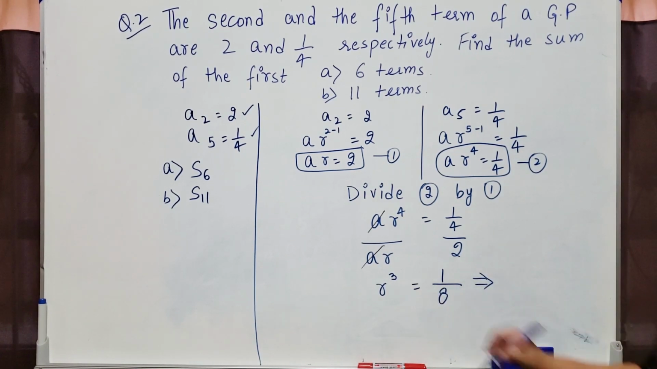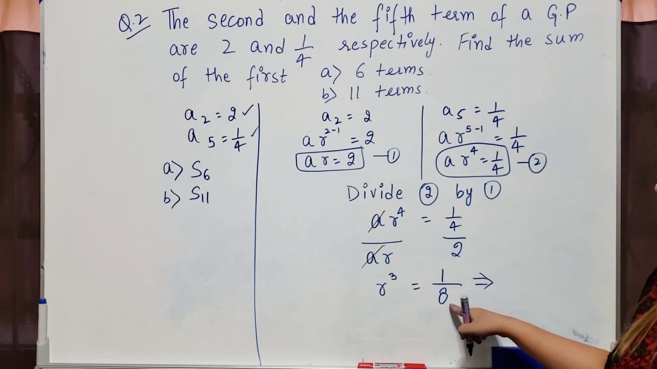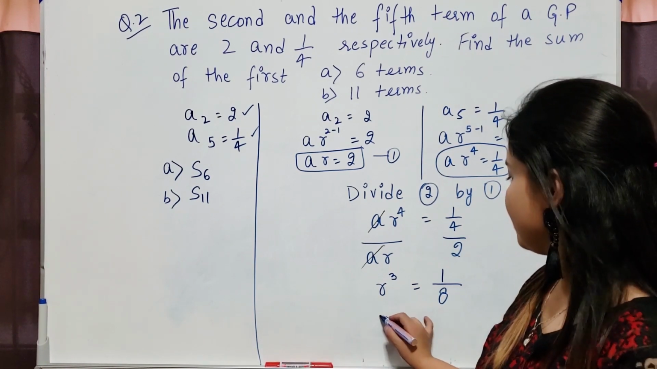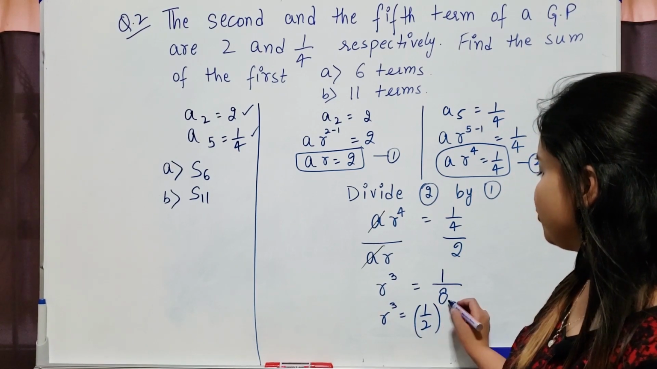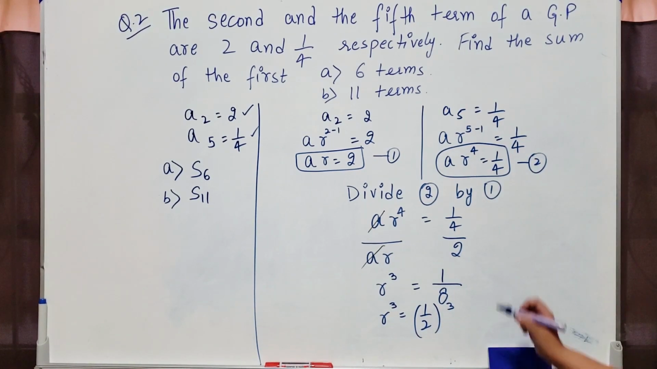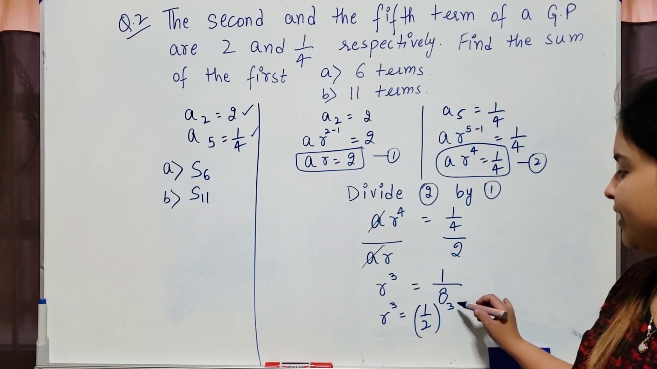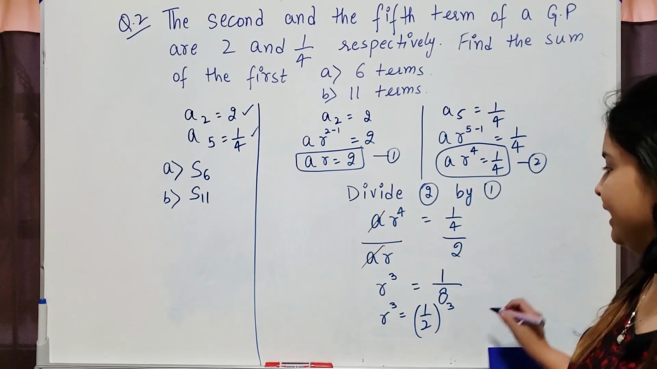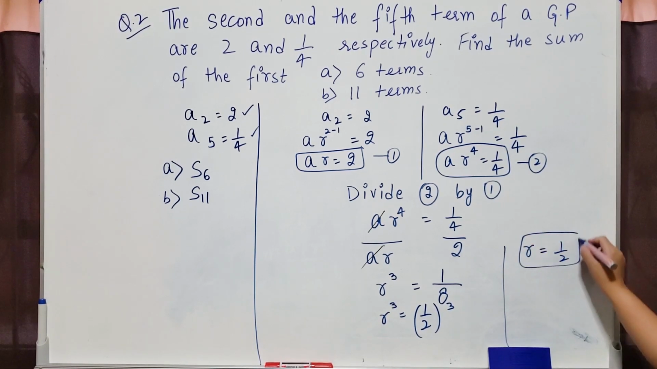Now, R raised to power 3 is equal to 1 over 8. What is the value of R? Now, suppose I want to change this 1 over 8. I can write this as R raised to power 3 is 1 over 2 raised to power 3. Right? I can change my 1 over 8 and write this as 1 over 2 raised to power 3, because 1 over 2 raised to power 3 is 1 over 8. So, R is equal to 1 over 2.